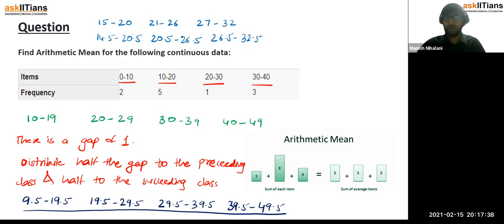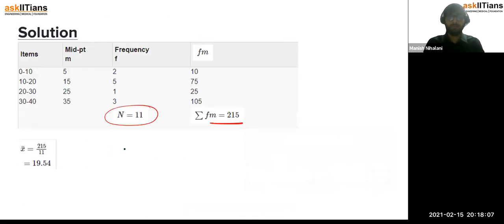Now, every time the gap need not be 1, right? The gap can be more than 1 also. So if the gap is 5, let's say 15 to 20 and then 25 to 30, you would distribute 2.5 to the previous class, 2.5 to the succeeding class. This is how simple it is. After making it continuous, you just need to do the same thing. That is, we find the midpoints, that is the class marks, multiply them by the frequency, and summation fi mi upon summation fi will give us the mean, right? I hope everyone's understanding. It's the same procedure after making it continuous.